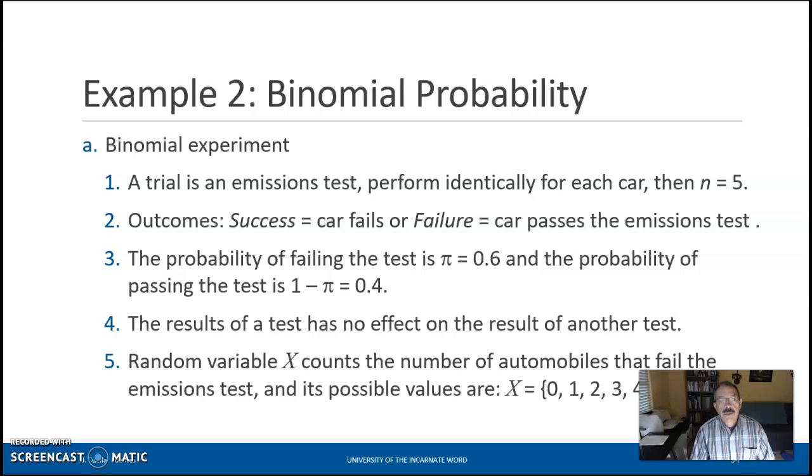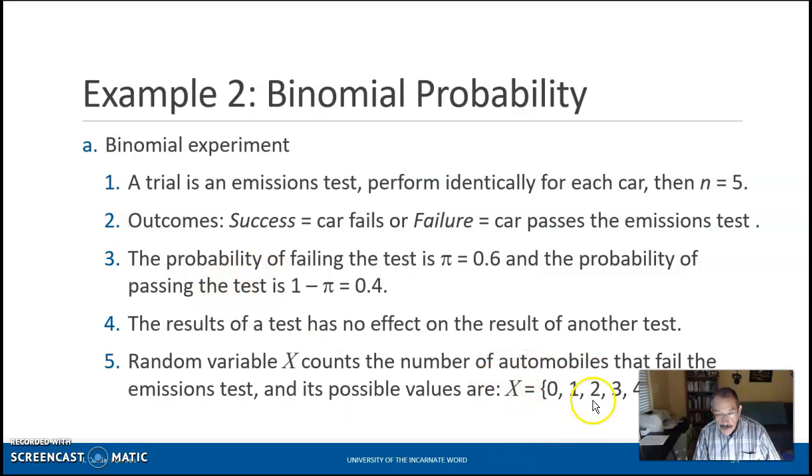All right. So the result of one test does not affect another test because we selected them at random. Now, the random variable counts the number of automobiles that failed the emission test. So the possible values of the random variable are either 0 cars failed, 1 car fails, 2 fail, all the way to all 5 cars failing the emissions test. So these are the possible values of the random variable.